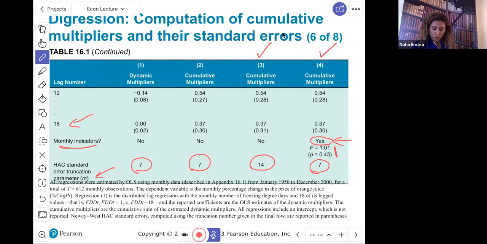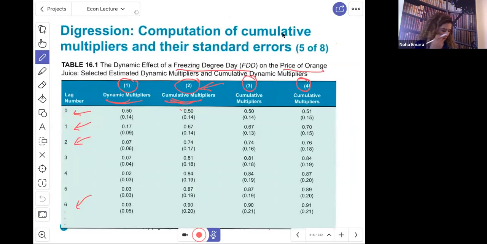Before talking about three and four, let's talk first about one and two. In one, it's just the dynamic multiplier, and we can analyze it the same way I analyzed the state output. So this one: freezing degree day today has a 0.5% impact on increasing the price.